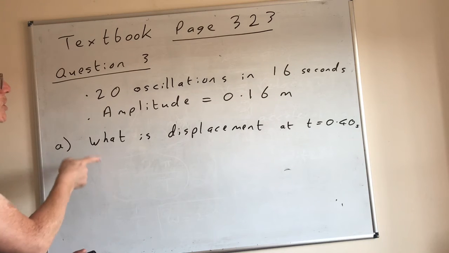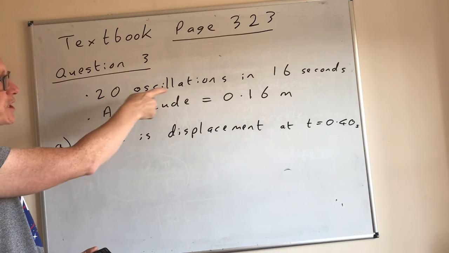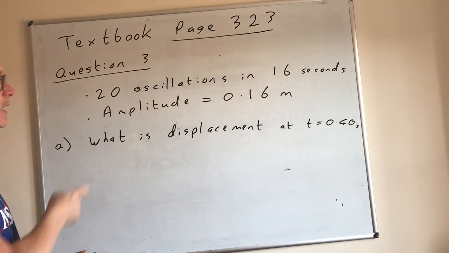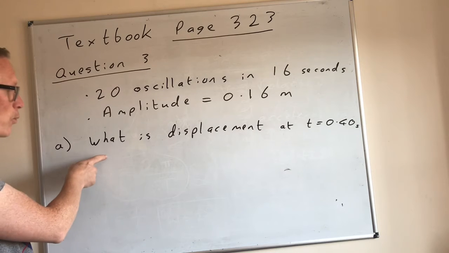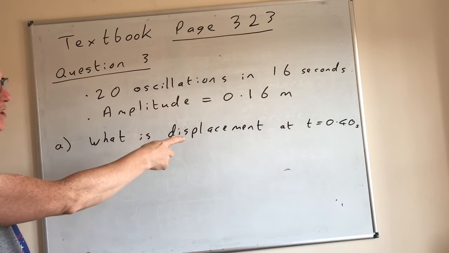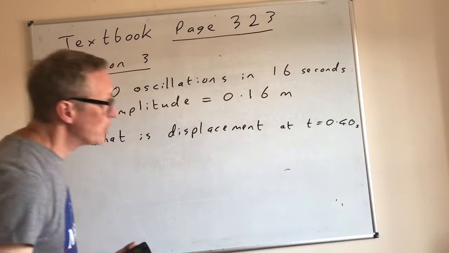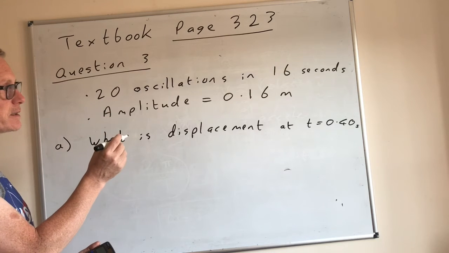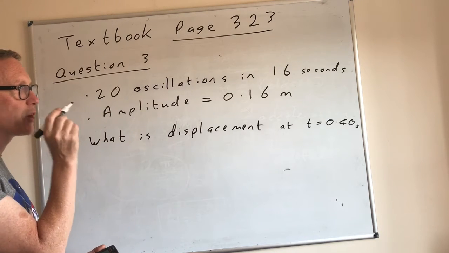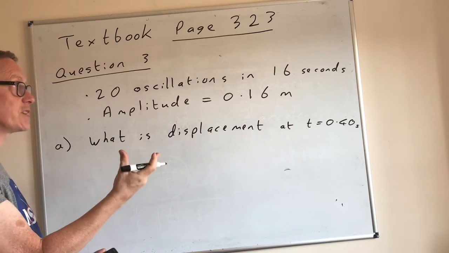In this question we're told that there is an object that's oscillating. It completes 20 oscillations in 16 seconds and the amplitude of the oscillation is 0.16 meters. We want to know the displacement at t equals 0.40 seconds. So the way that I'm going to do this is the first thing I want is omega. To get omega, I want the time period. Now the time period is the period for one oscillation.